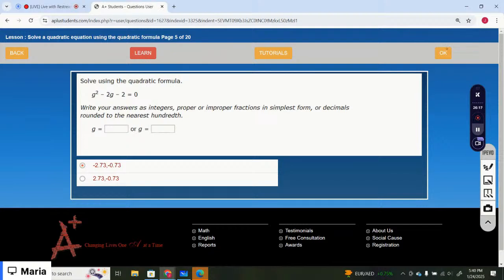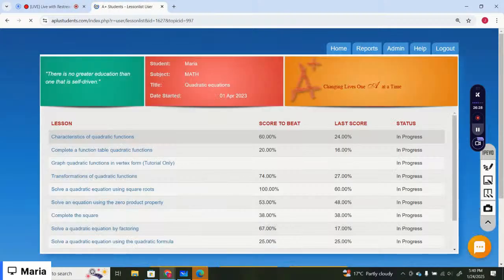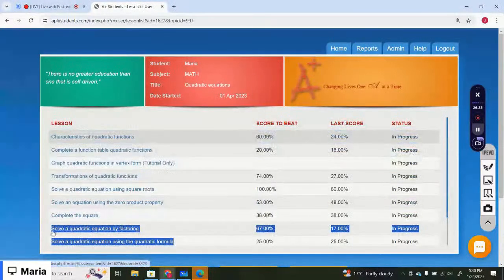Okay, you can complete the lesson by yourself later today. So we were working on grade 9 math. The chapter we were working on is quadratic equations. The lessons we have covered today are solve a quadratic equation by factoring, and solve a quadratic equation using the quadratic formula. So please make sure before the next session you complete all the practice questions for the lessons we just did. That is your homework until the next session.